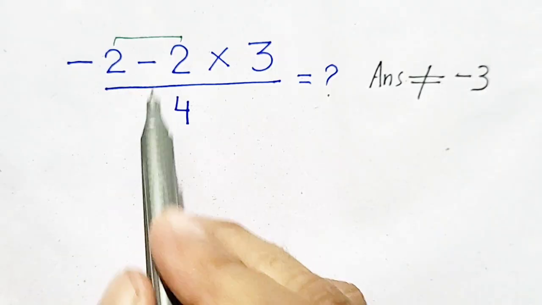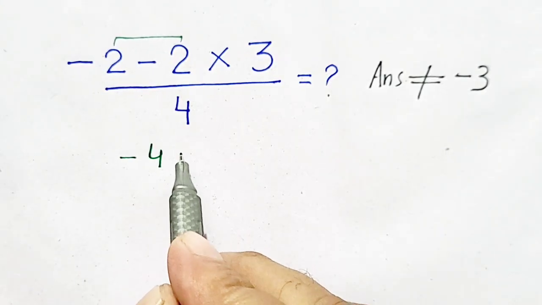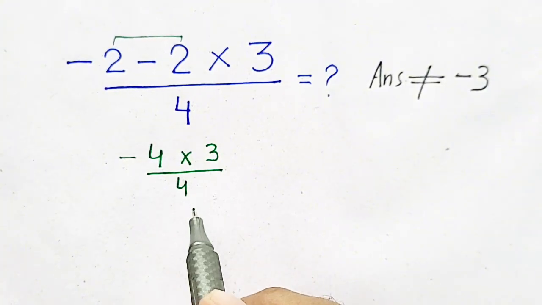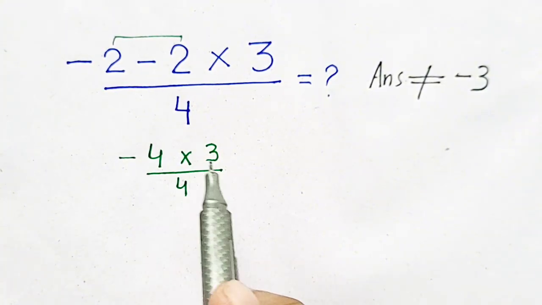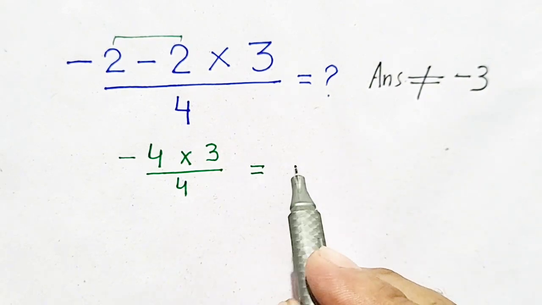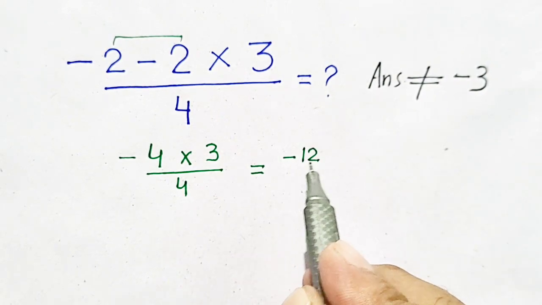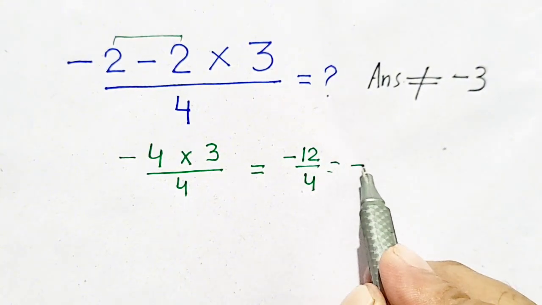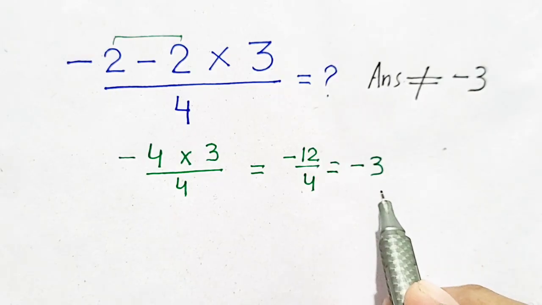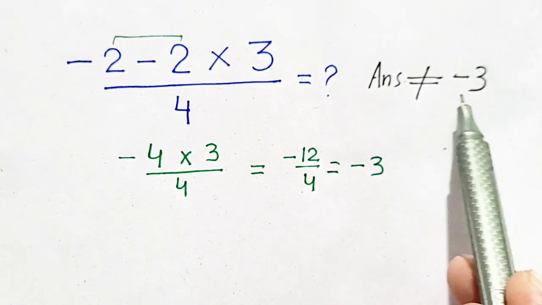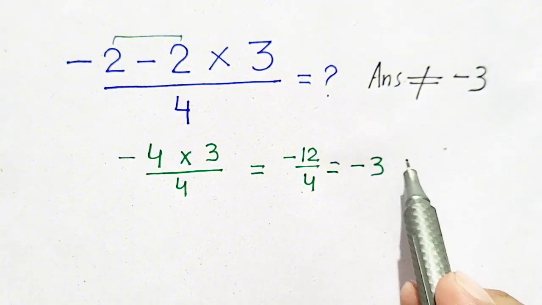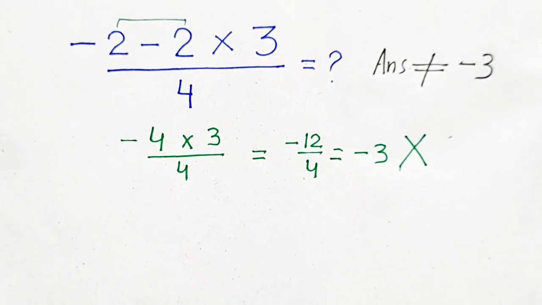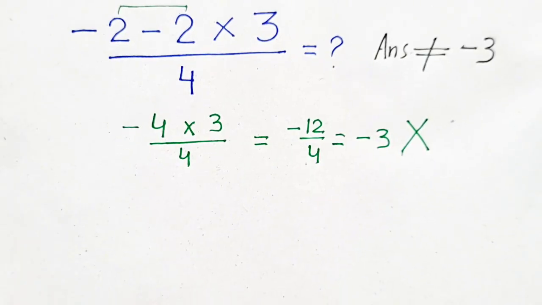Minus 2 minus 2, it will be minus 4 times 3 divided by 4. So minus 4 times 3, it will be equal to minus 12 divided by 4. And minus 12 divided by 4, it is equal to minus 3. But remember that answer should not be equal to minus 3. So it is wrong.